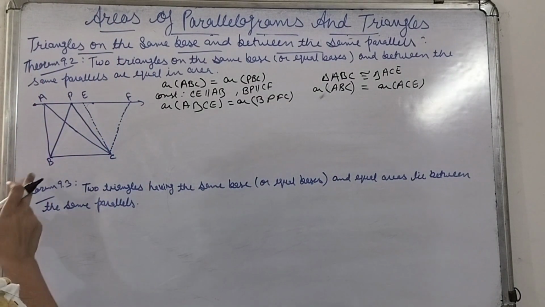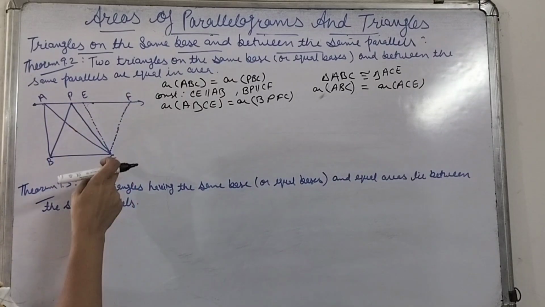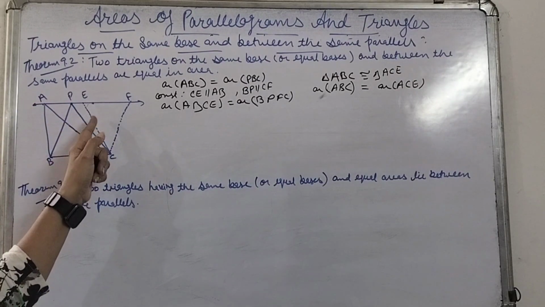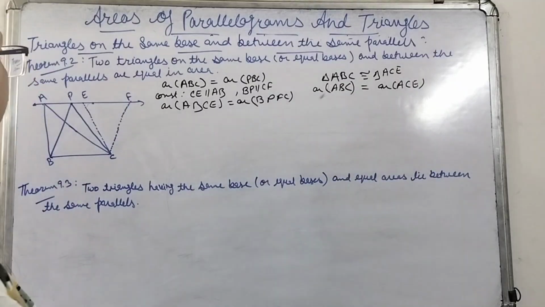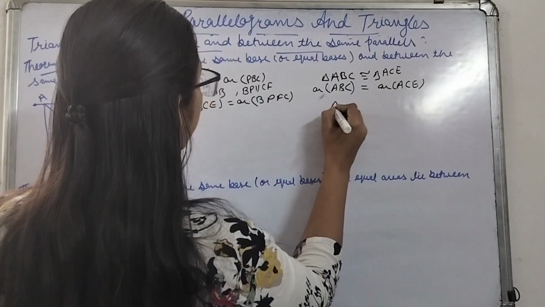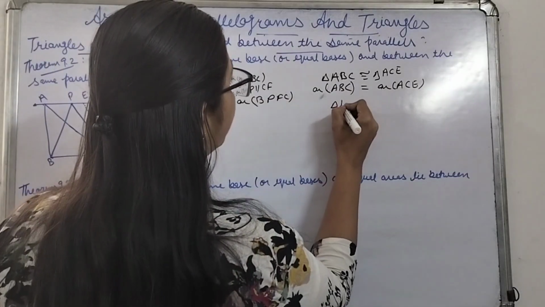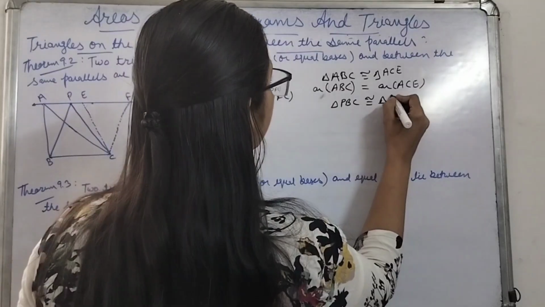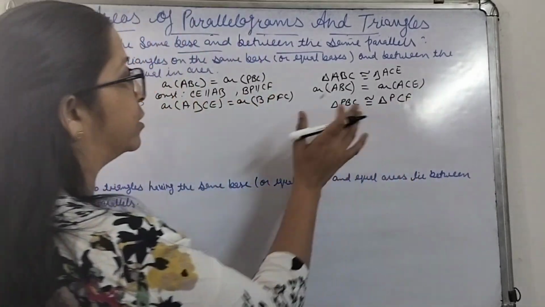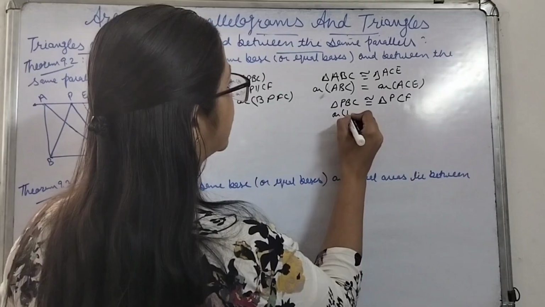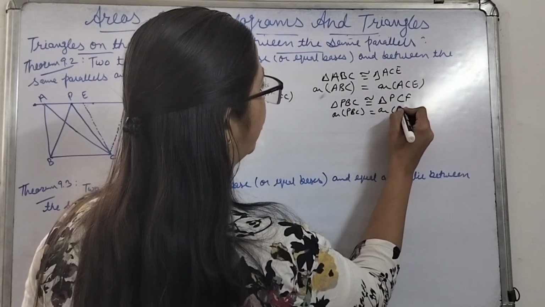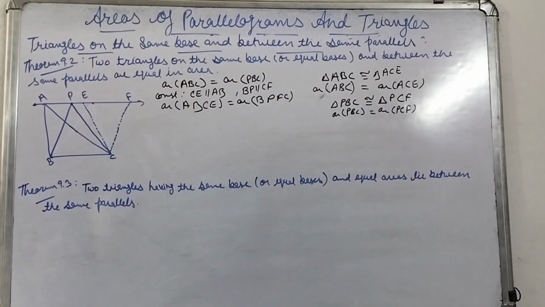Now similarly, we are going to consider the parallelogram BPFC. In this, PC is the diagonal, and this diagonal PC is going to divide this parallelogram into two congruent triangles. That's the reason triangle PBC will be congruent to triangle PCF. And because these two triangles are congruent, their areas will even be equal. So the area of triangle PBC will be equivalent to the area of triangle PCF. These two areas will be equal.